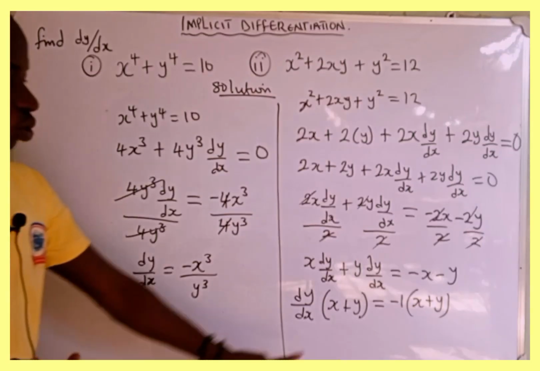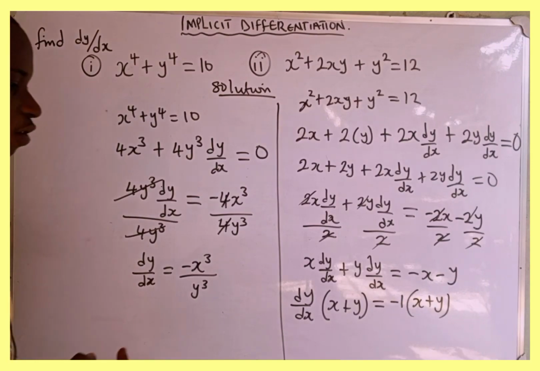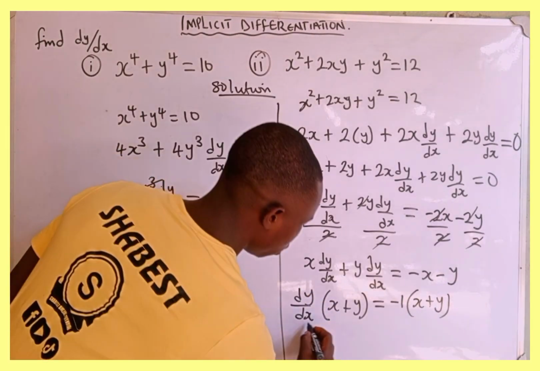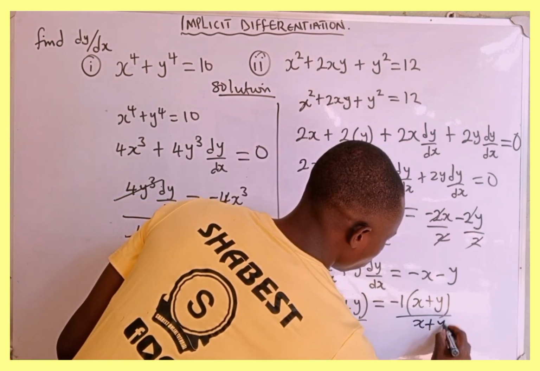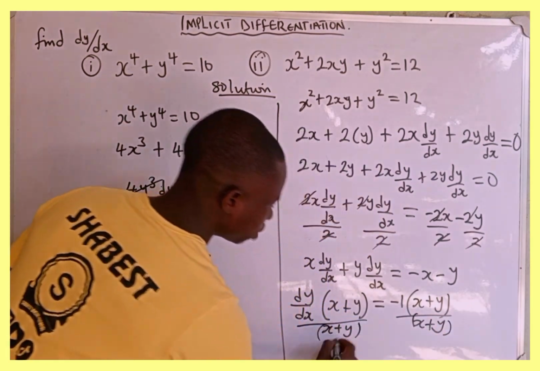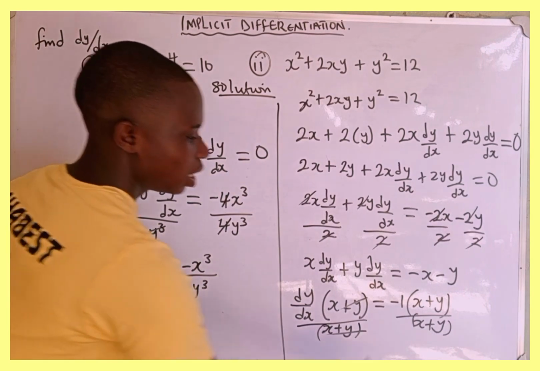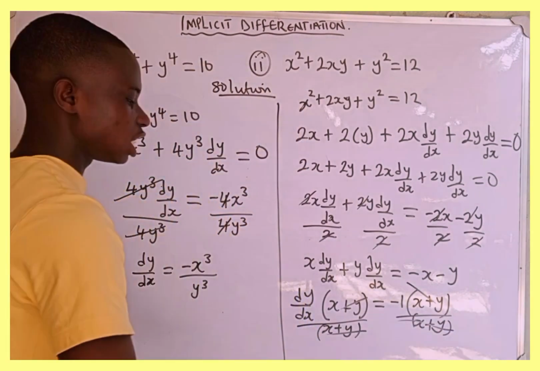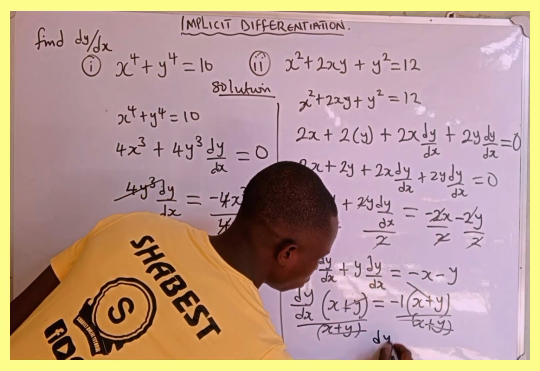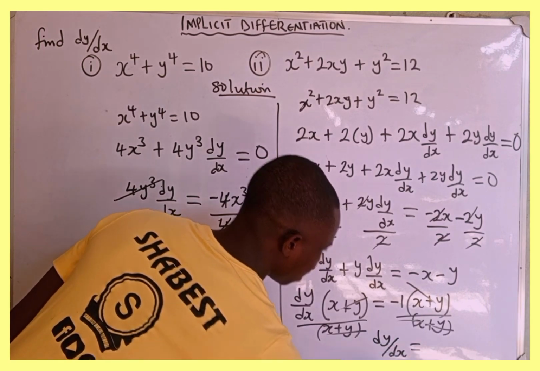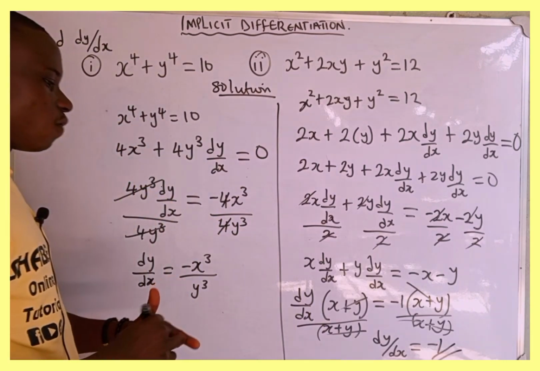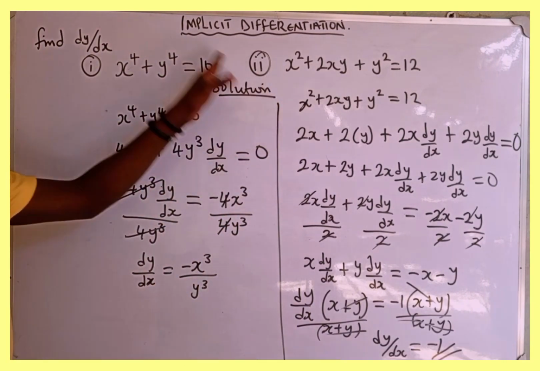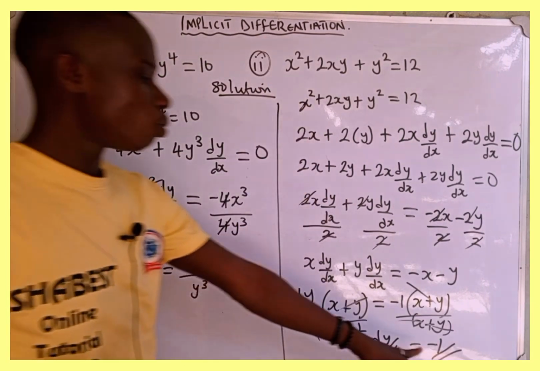Now the next thing we're going to do is to divide through by the coefficient of dy over dx, which is x plus y. We divide by x plus y, also x plus y, so that this x plus y will cancel this x plus y. So we are left with only dy over dx on the left hand side, which is equal to -1. Therefore, the value of dy over dx in this function using implicit differentiation is equal to -1.